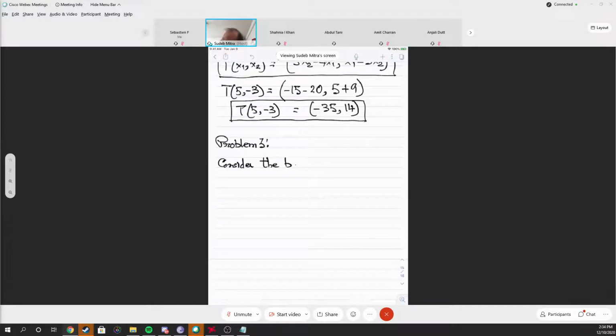Consider the basis. Yeah, as I was just telling you that there is no variation in this kind of a problem. You just change the numbers, that's it.